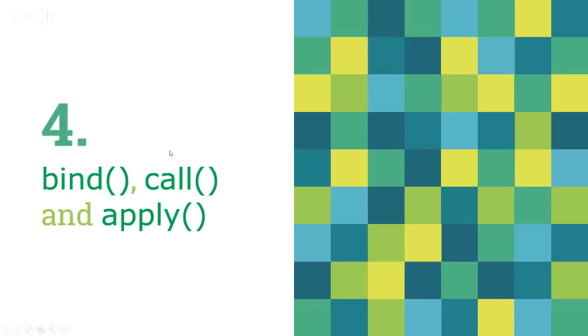And here it is, those three methods we were talking about earlier: bind, call, and apply. In the last example, we used only one of them, call, and we used method borrowing.